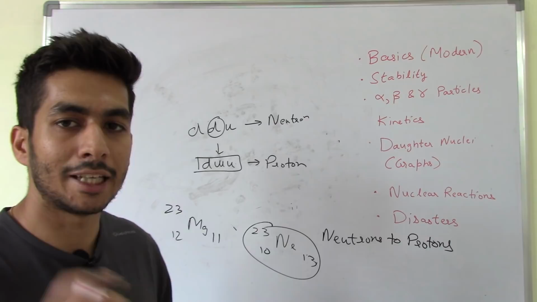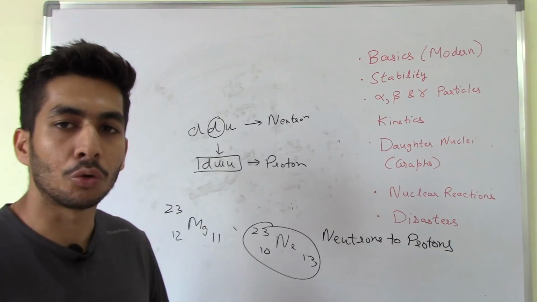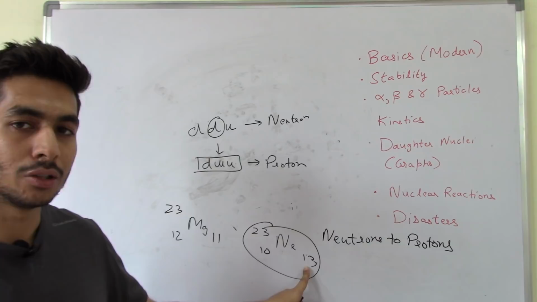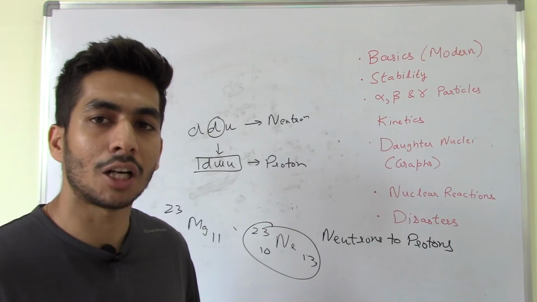Whereas if I talk about neon, here the number of neutrons is more. So we need some kind of emission which converts neutrons to protons to arrive at an N by Z value of 1, because here the N by Z value is 1.3. So how can we convert the neutron to a proton? With the help of beta minus emission, that is, taking out the negative charge from the neutron to make it positively charged. That is to convert a neutron to a proton.